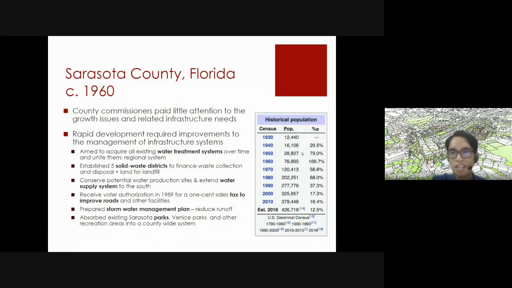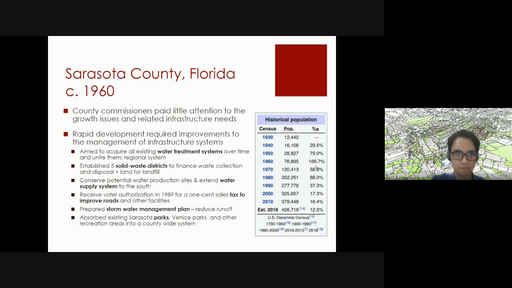So just some population data here. In the 1940s, they had a growth rate of 29%, and they spiked in the 1950s at 279%. This was after World War II. The economy of the U.S. was rising, there were so many jobs, and Sarasota County was one of those areas that benefited from the economic growth. So much so that by the 1960s, the population growth rate went up to 166%. That's a little less than double.